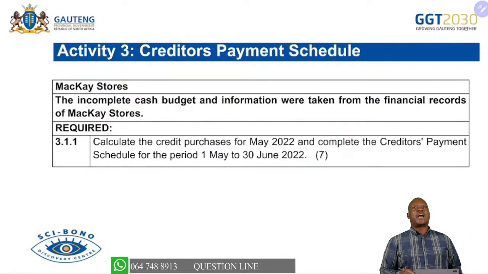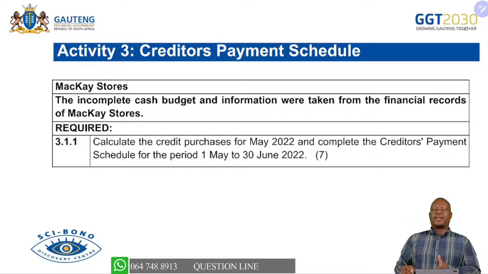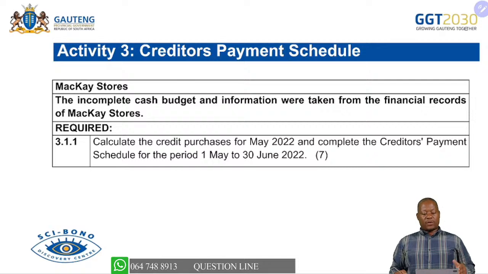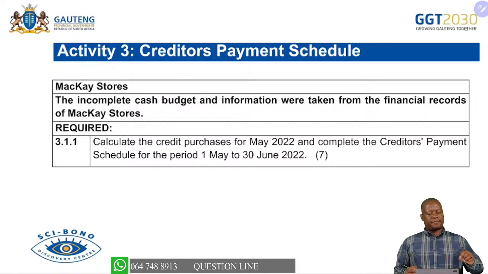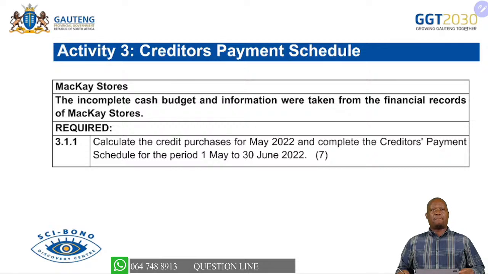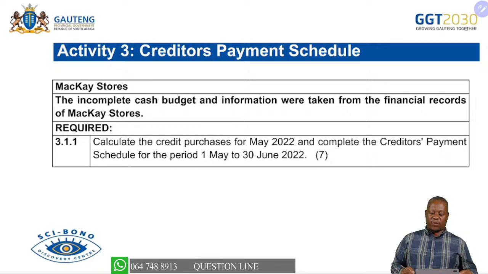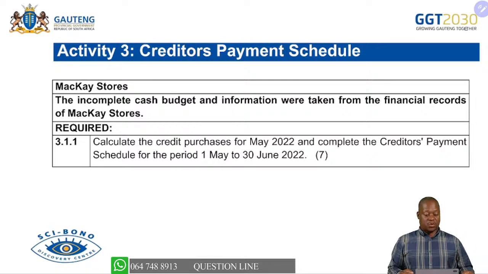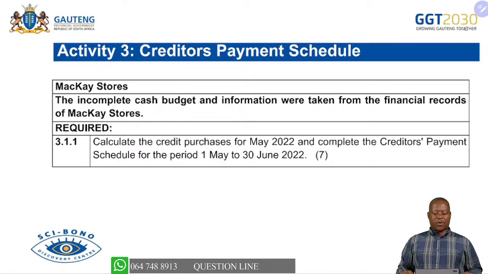The third question now is looking into the preparation of the creditor's payment schedule. We are given information from Mackay Stores. The incomplete cash budget and information were taken from the financial records of Mackay Stores. We are required to calculate the credit purchases for May 2022 and complete the creditor's payment schedule for the period of 1 May to 30 June. So that's what we are trying to do here.